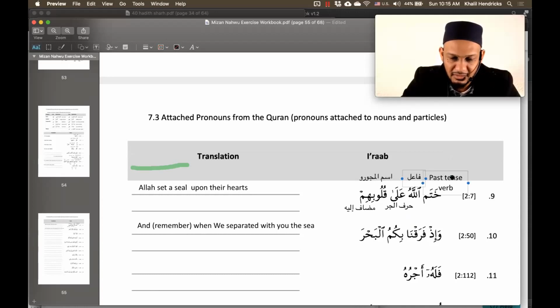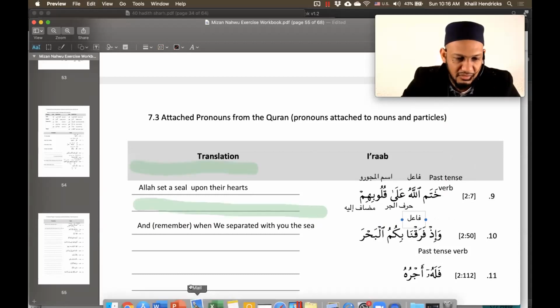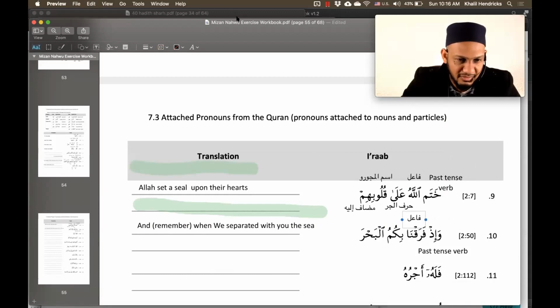It's a past tense verb. Okay, so I'm just copying and pasting this here. The fa'il, the verb, is a past tense verb, faraqana, and the na is the fa'il, the doer, which is attached at the end. Good. So faraqana, and the na refers to Allah as the royal we. We, Allah, we split.